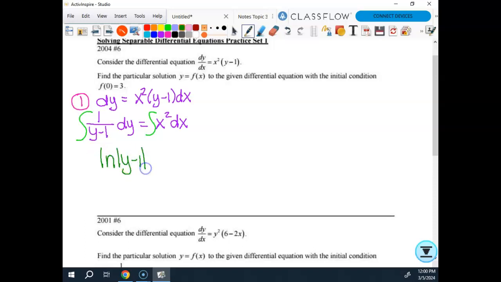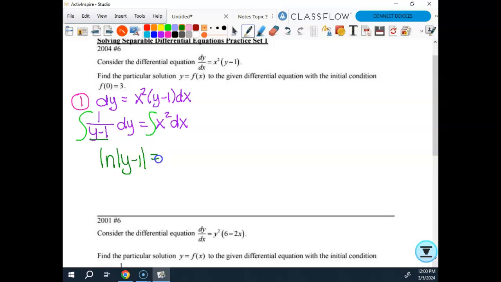Now, technically, this is a u substitution because this is a function inside of a function. But because there's not a number in front of y, you can kind of just know that that's where you go to. But you got to be careful. Like if I had 1 over 3y minus 7, then I wouldn't just end up with this. I'd have to do my u substitution and stuff. We okay with that? All right.